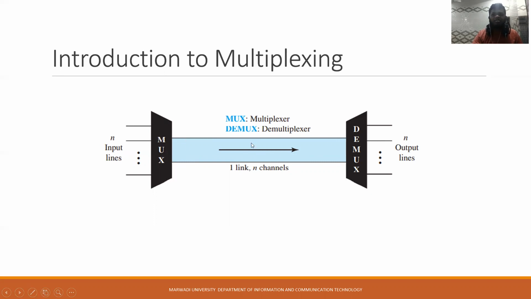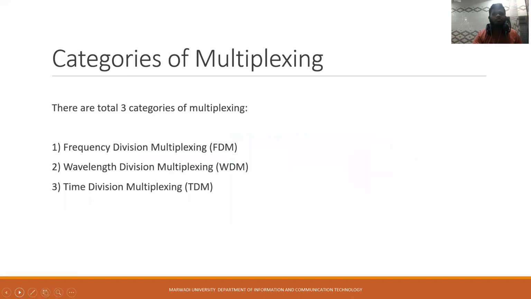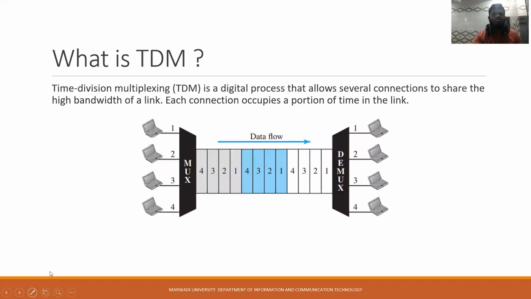This can be two different cities or two different states or whatever, but we have multiple inputs and only one cable required to transmit the signal, and a demux which receives the output as an input and decides where to send the signal. In total there are three different types of multiplexing: frequency division multiplexing, wavelength division multiplexing, and time division multiplexing. We will see time division multiplexing in detail.